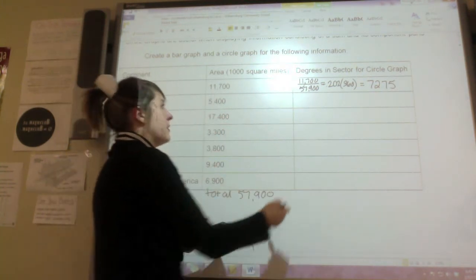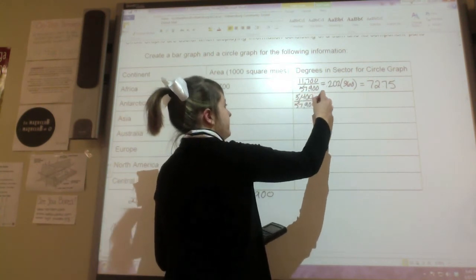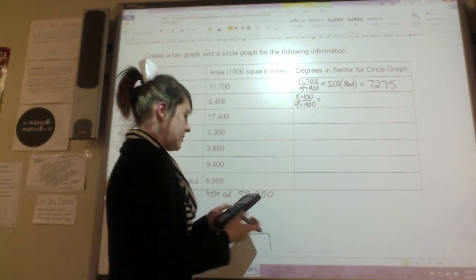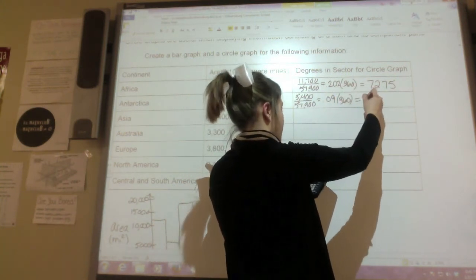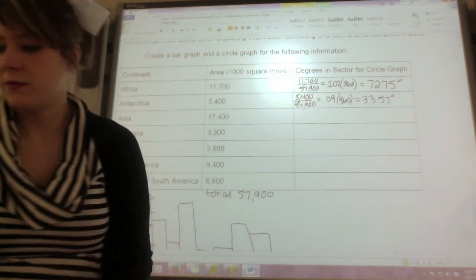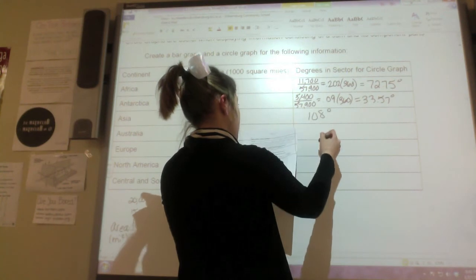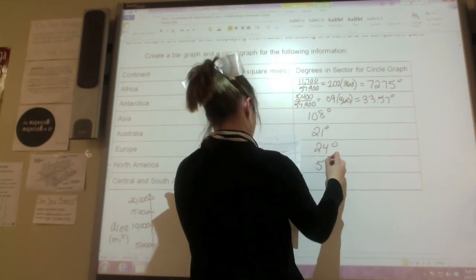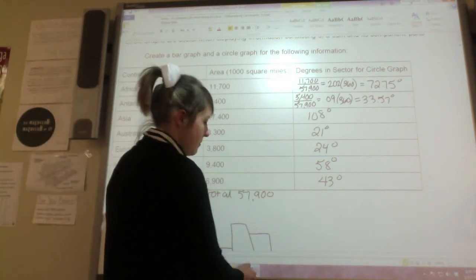Okay, I'm going to do the same thing for Antarctica. So I have 5,400 divided by 57,900. I'm going to take that answer times 360, and that gives me 33.57 degrees. Okay, I'm going to go through and fill in the rest of these. So this one is 108 degrees, 21 degrees, 24, 58, and 43. Okay, so now that I have all my degrees here, I can create my circle graph.